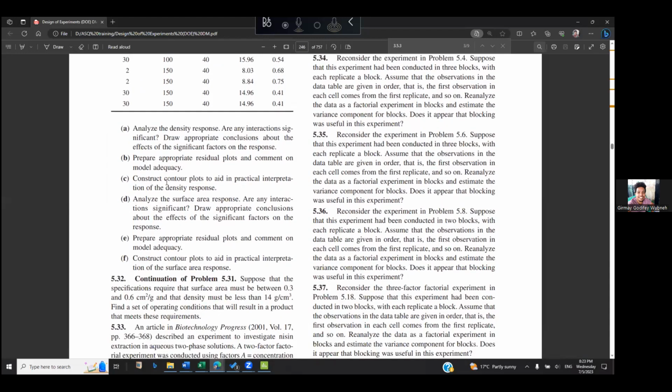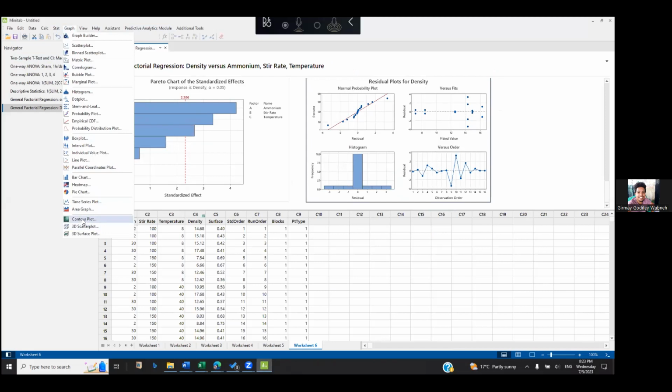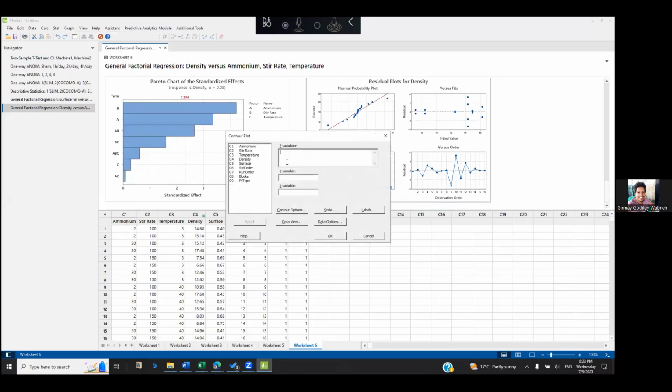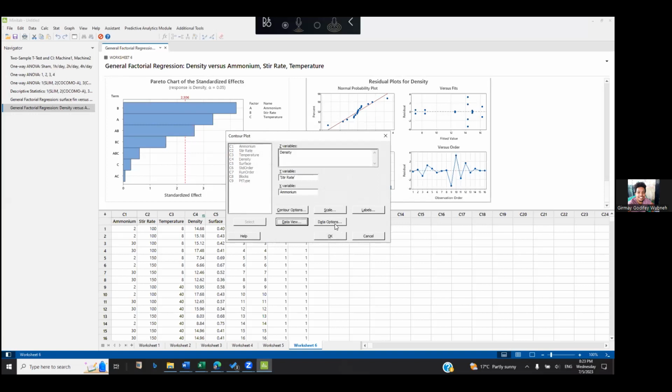C, construct contour plots to aid in practical interpretation of the density response. For the contour plot, the graph has the response, that's density, as the z variable, stirring rate on the y axis and ammonium on the x axis. Since the factors have an effect, stirring rate and ammonium both affect density.